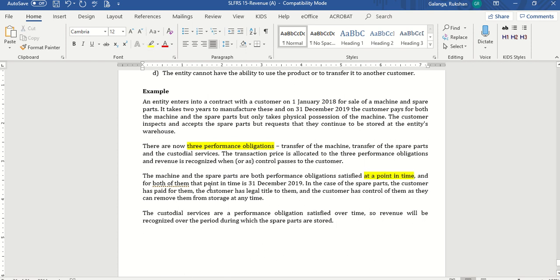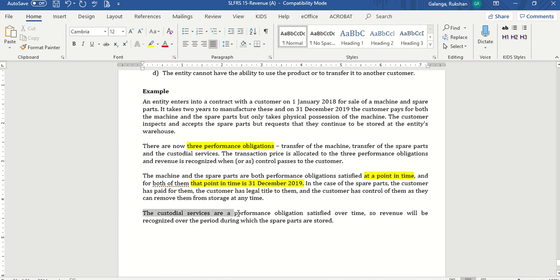For both of them, that point in time is 31st December 2019. So that day they can recognize the revenue for the machine and the spare parts. In the case of the spare parts, the customer had paid for them, the customer had legal title for them, and the customer has control of them as they can remove the stock at any time.